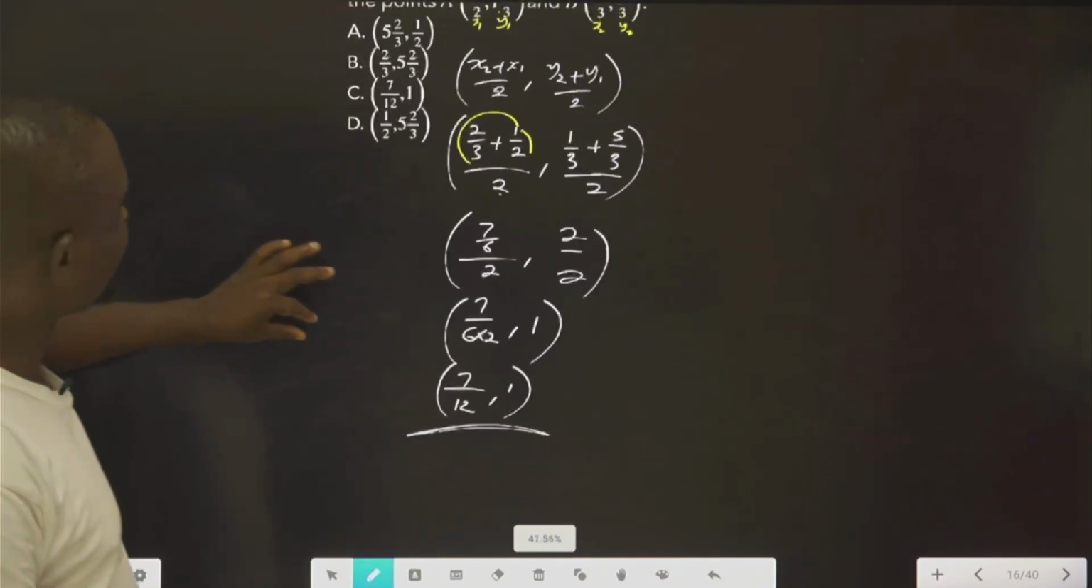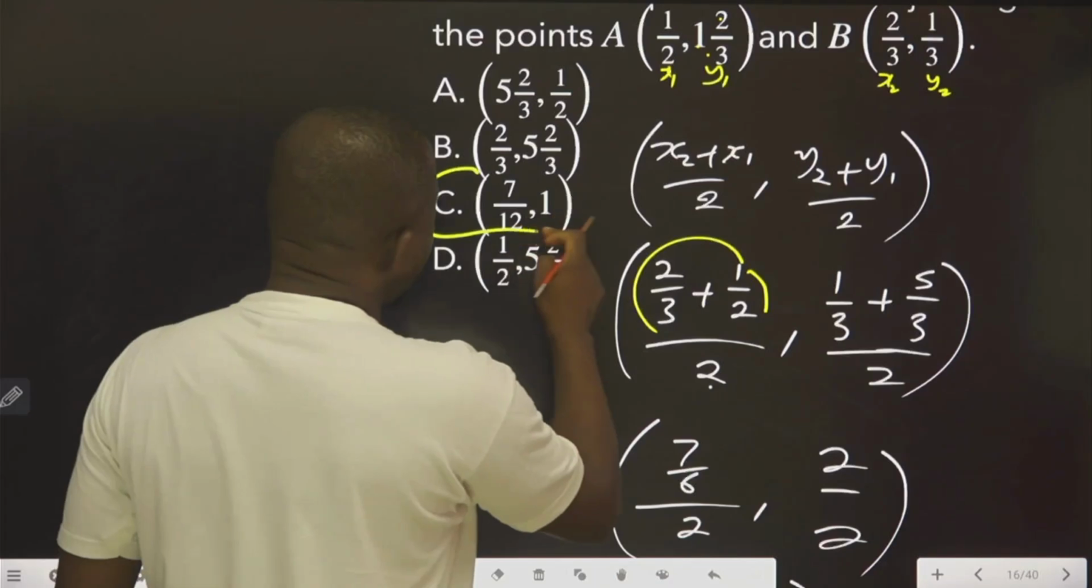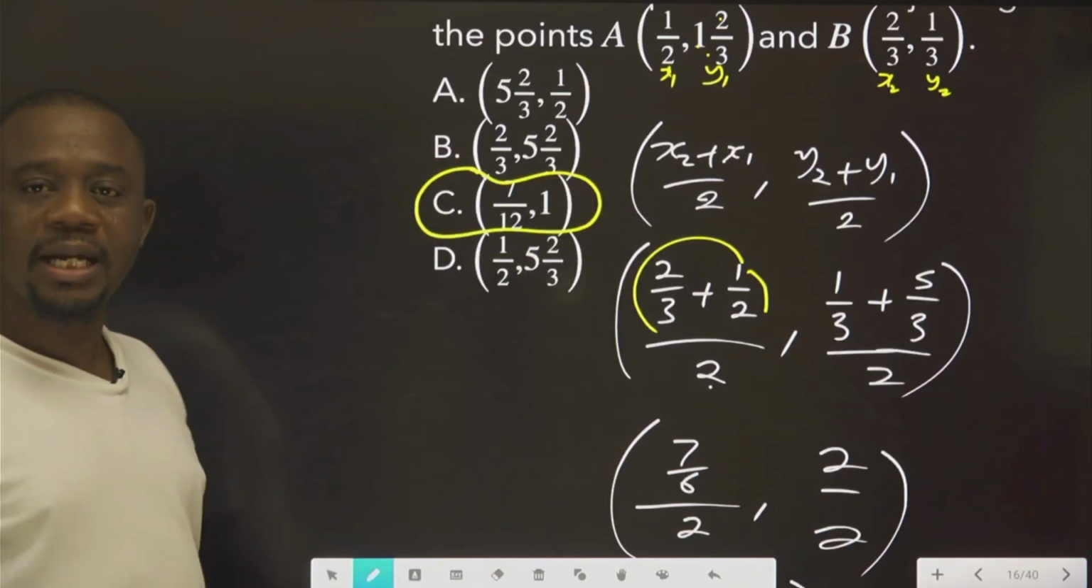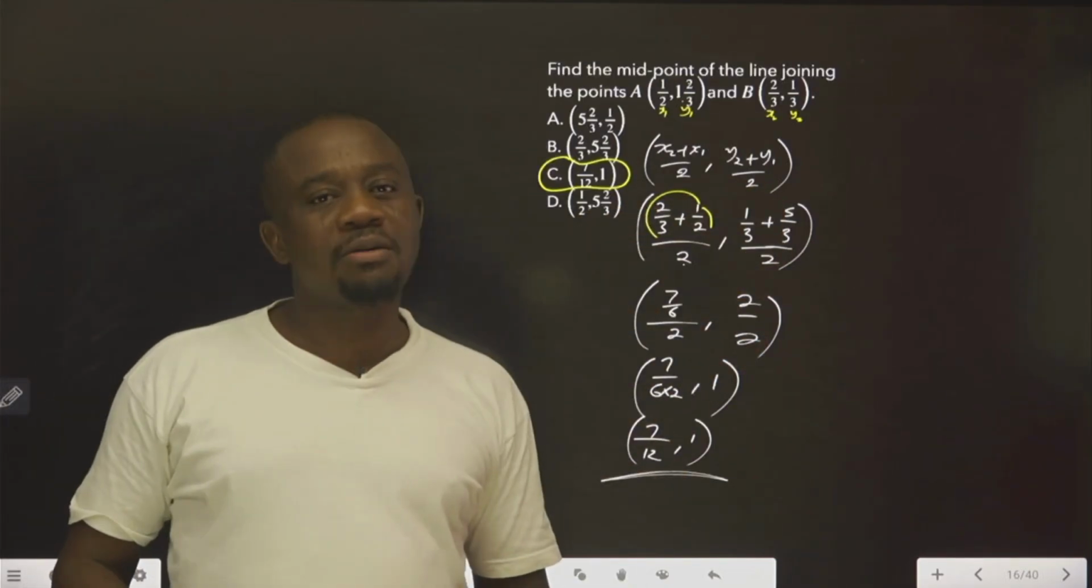So let's see the midpoint. Yeah, C is the answer. So you can see C is the answer. Okay? Hope you understand midpoint. Just remember the formula, how to calculate it.